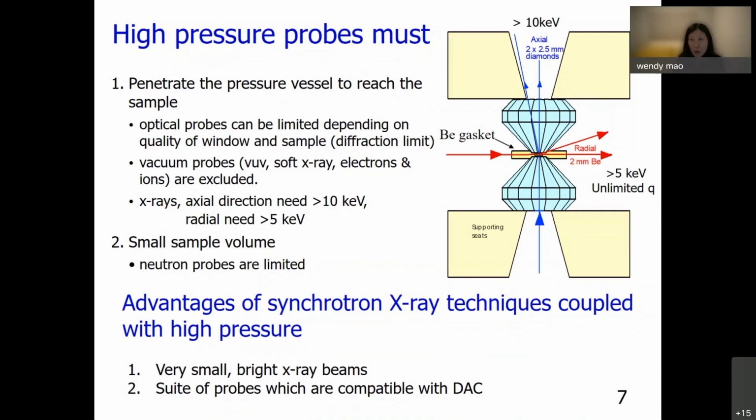So you need to have a probe where you can get a sufficient signal out of the sample. And so with the very small samples, neutron probes can be limited. So really this all points to the advantages of synchrotron X-ray techniques, coupling well to high pressure probes, where you have very small, bright, high energy X-ray beams. And also there have been a number of probes that have already been developed that are compatible with diamond anvil cells. So you have a suite of techniques for characterizing samples at high pressure.